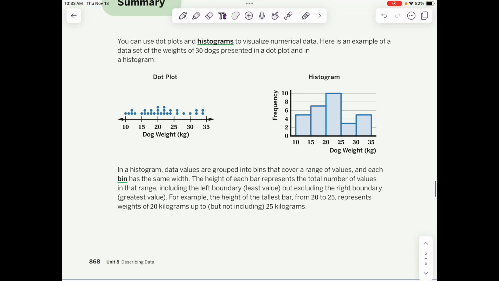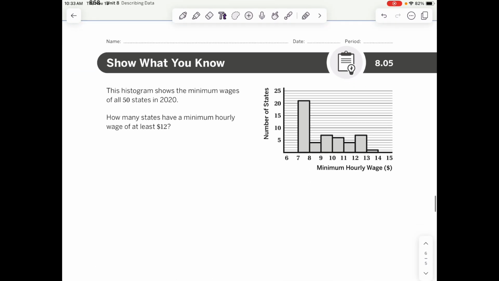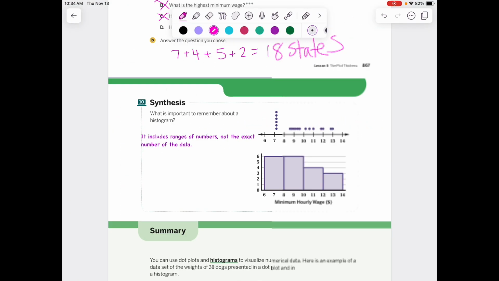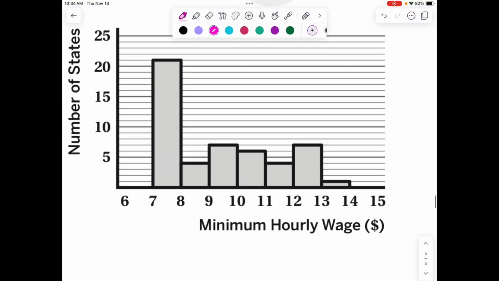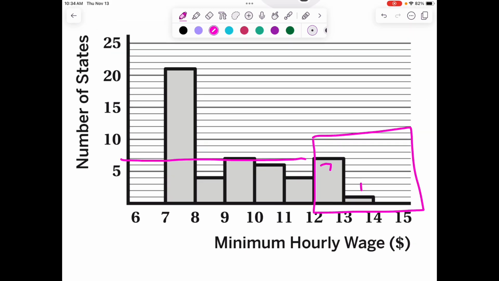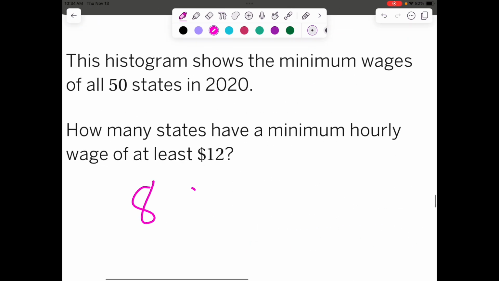All right, and then here's a little summary. If you're still a little confused, read that and see if that helps you. All right, our show what we know. This histogram shows the minimum wages of all 50 states in 2020. How many states have a minimum hourly wage of at least $12? So that means $12 or more. So here's $12. I want to count all of the ones that are bigger than 12. So this bar here would be at a 7. And then this next bar would be at a 1. So 7 plus 1 would give me 8 states.